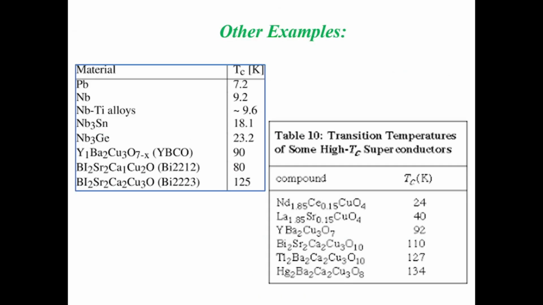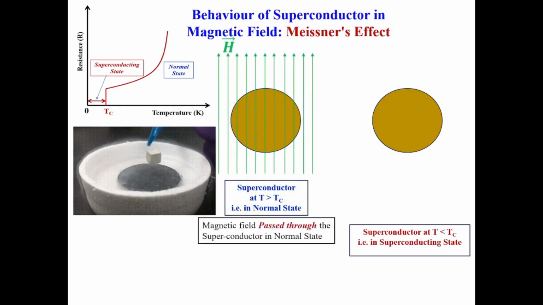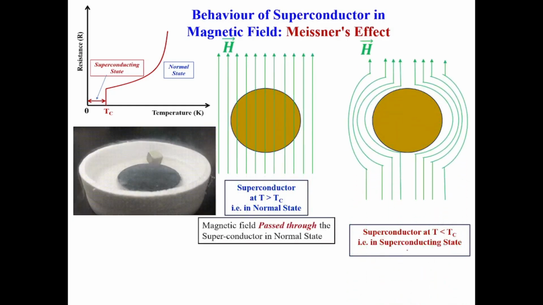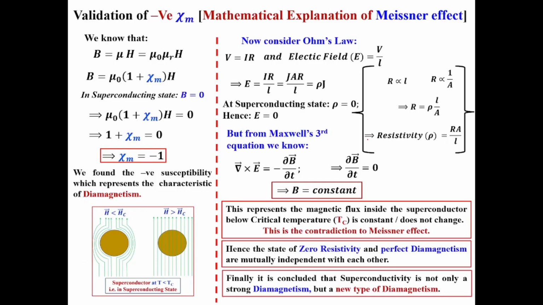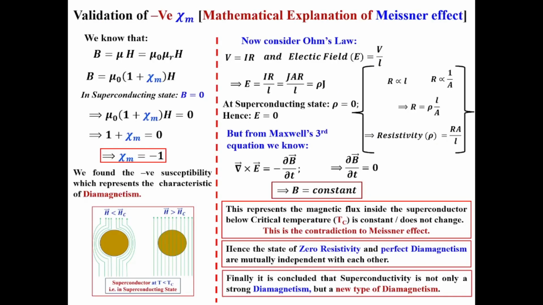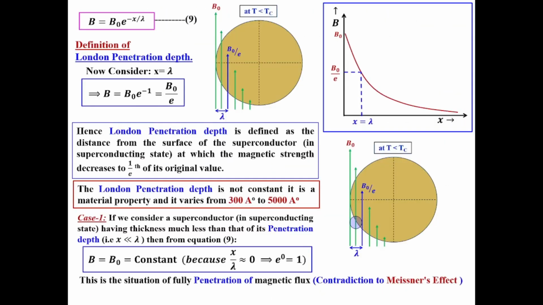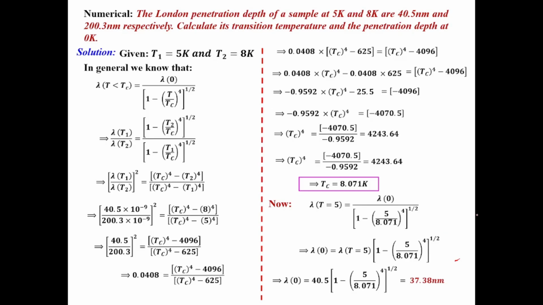This is the introduction part we discussed. This is the Meissner effect. Here you can see a superconductor in the superconducting state expels the magnetic flux, which is called the Meissner effect. In detail, we have discussed how susceptibility is -1, or diamagnetic, perfect diamagnetism of a superconductor in the superconducting state. London's equation we discussed in detail. Then we discussed the variation of London penetration depth, and the corresponding numerical also.